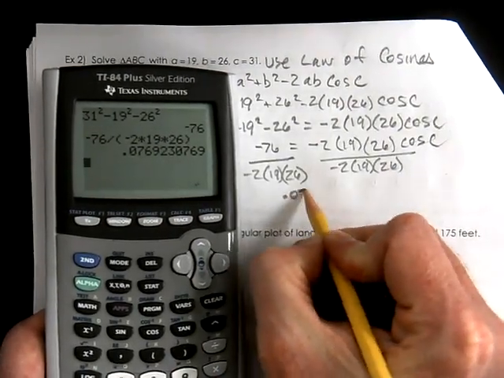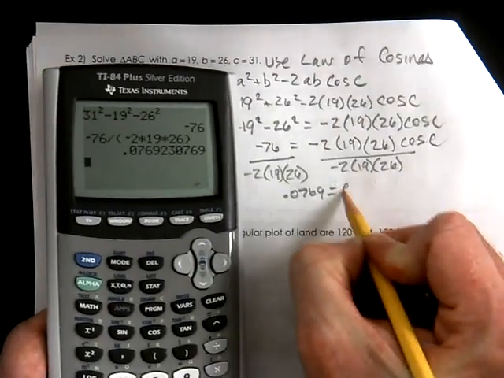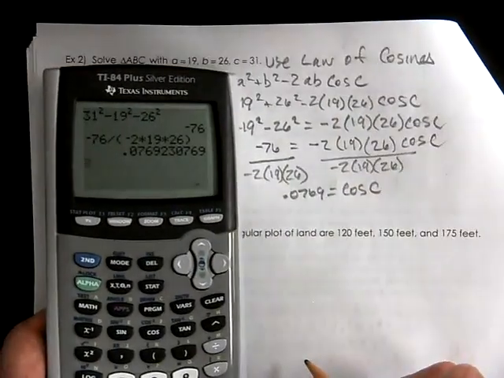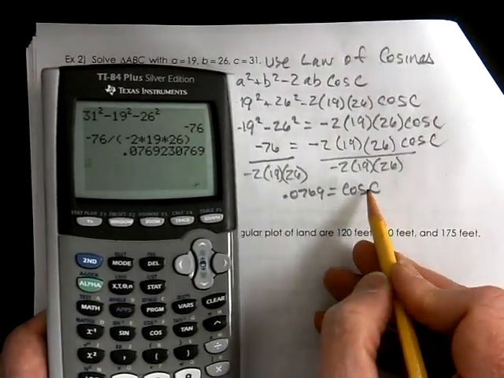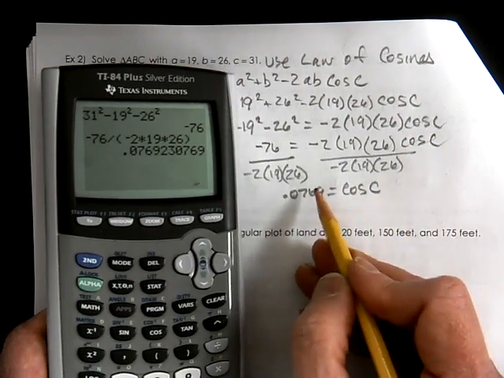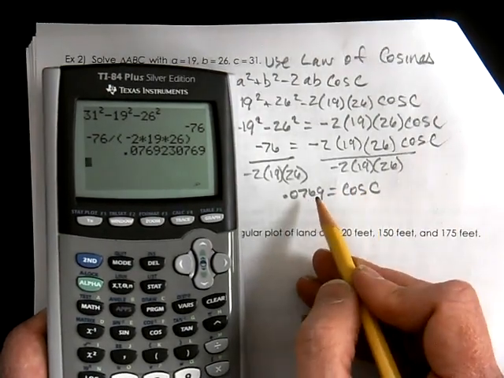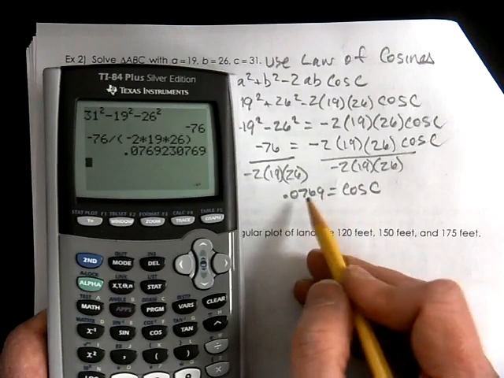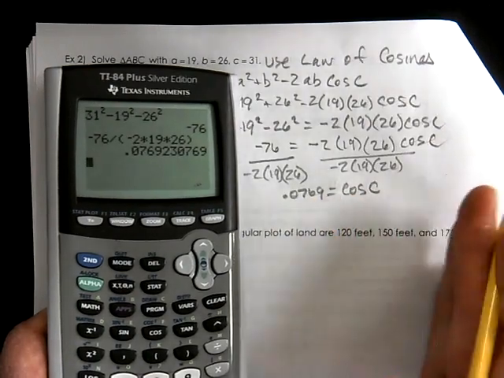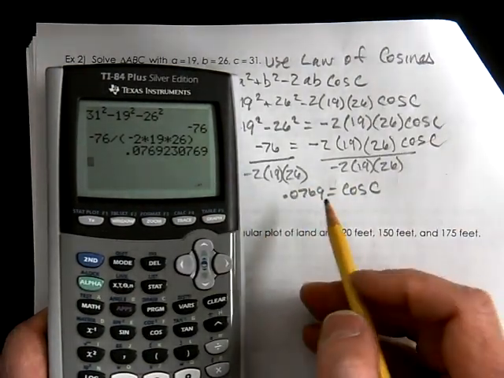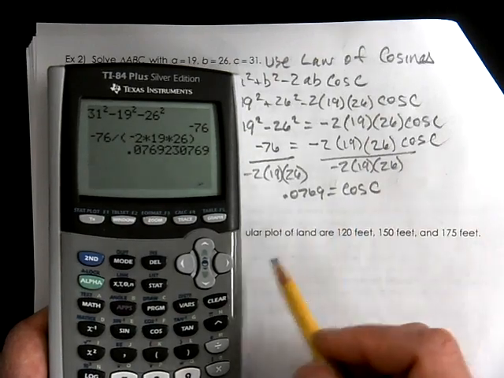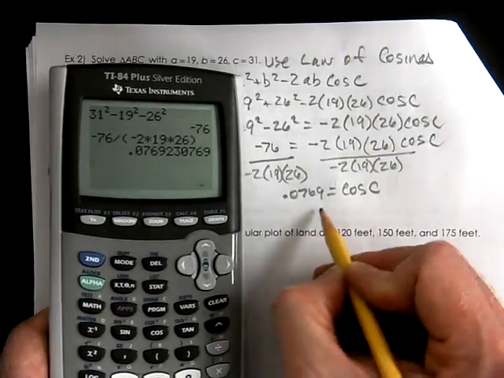And I get 0.0769. That is the cosine of C. Because cosine of C is positive, that's telling us that our answer is going to be acute. If it was negative, that would tell us that we would have been in the second quadrant and our answer was obtuse. So it's possible to get a negative here.